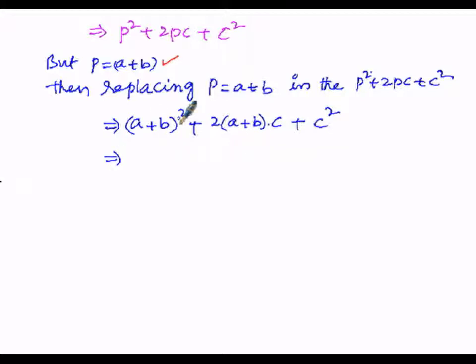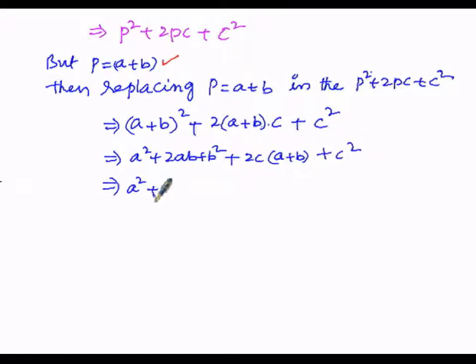So (A plus B) whole square is nothing but A square plus 2AB plus B square in its expansion, plus 2C into (A plus B). Here I have written 2 into C in front of the bracket, as 2C into (A plus B), plus C square in its expanded form. So here A square plus 2AB plus B square is written as it is up to this extent.